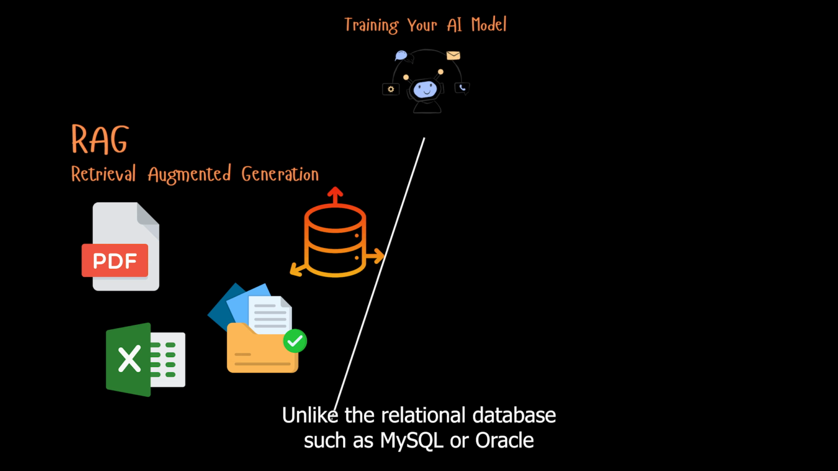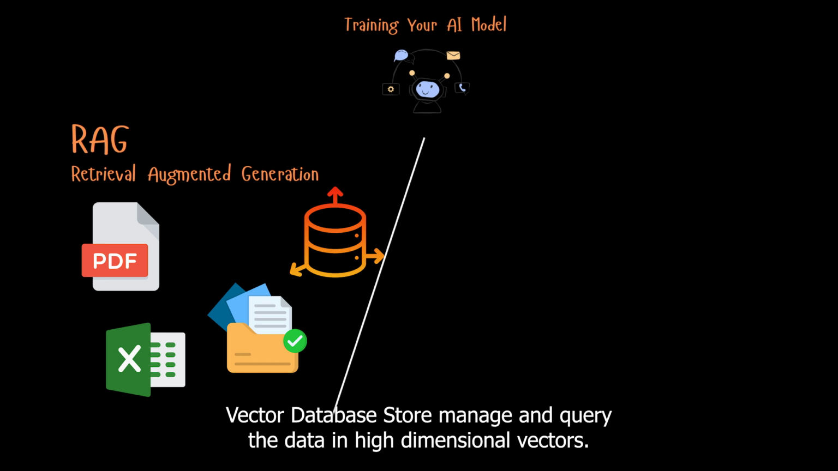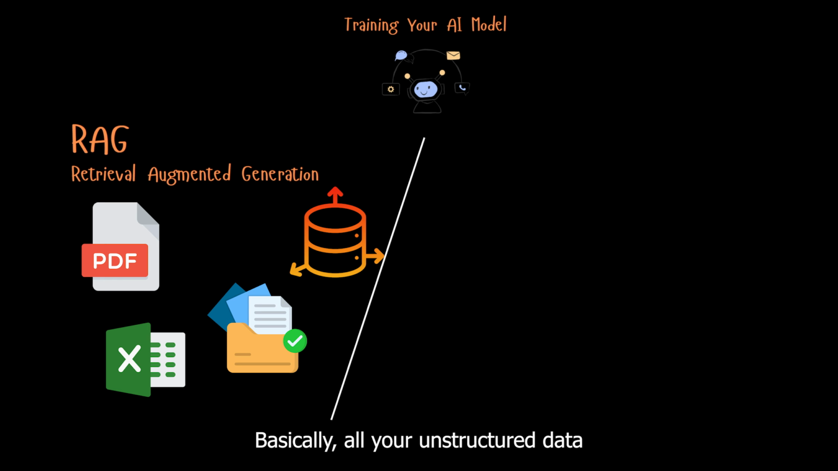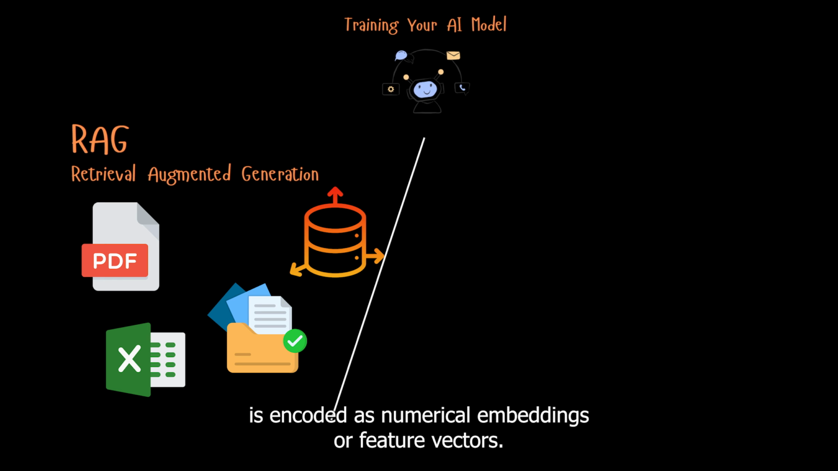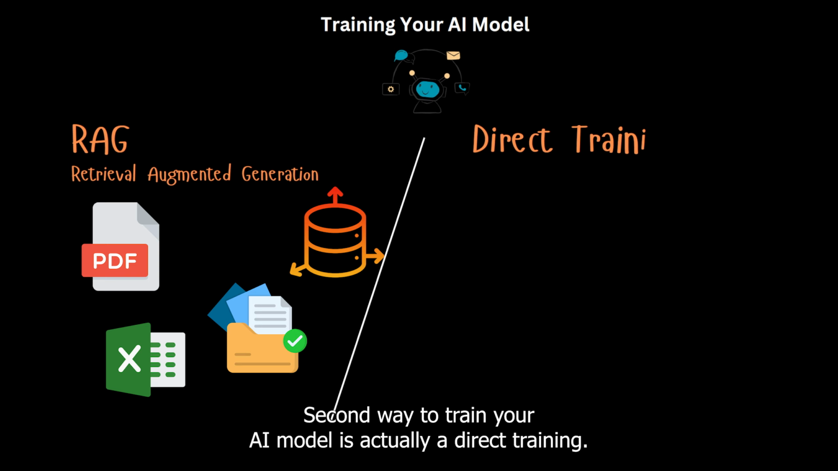Unlike the relational database such as MySQL or Oracle, a vector database stores, manages, and queries the data in high-dimensional vectors. Basically, all your unstructured data is encoded as numerical embeddings or feature vectors, and the retrieval of the information is much more quick.